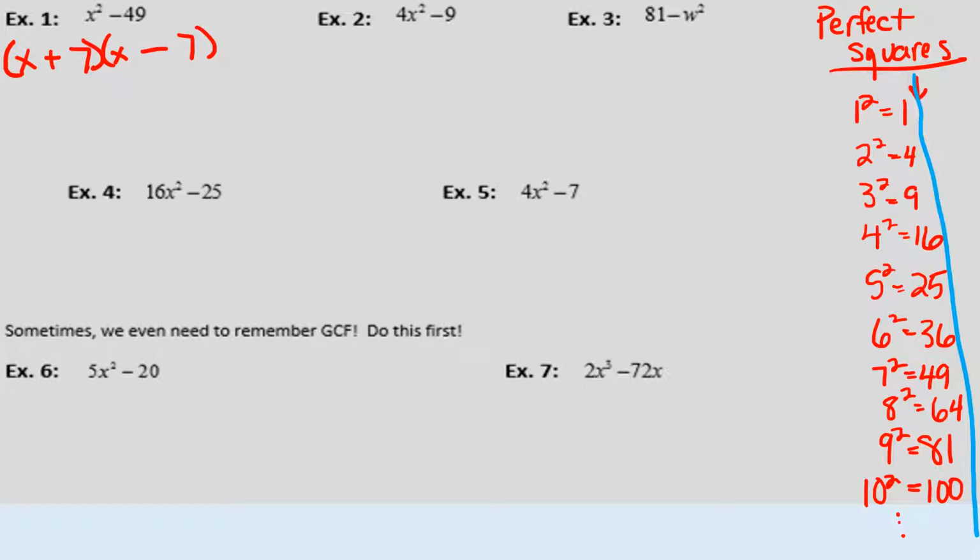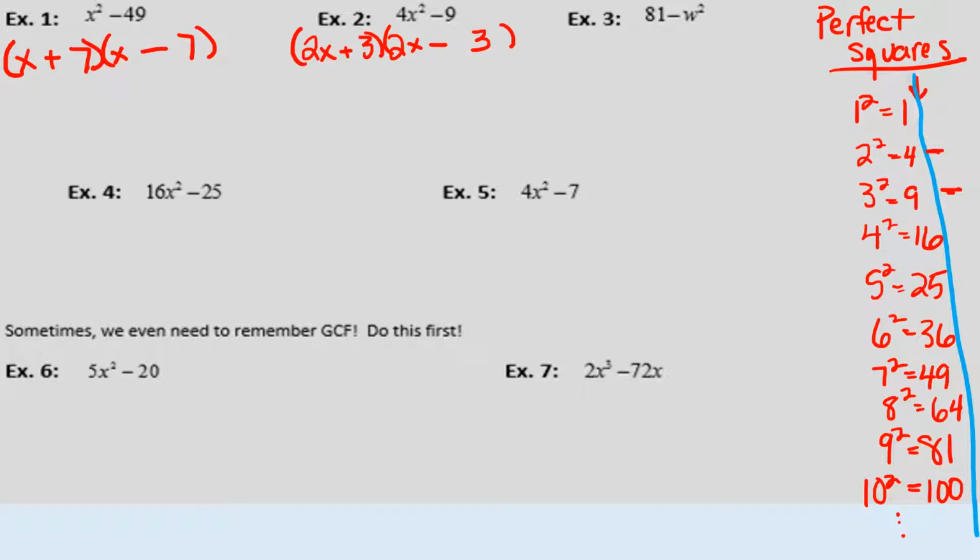So let's try example number 2. We're going to have two sets of parentheses. Now, with this first term, we have 4x squared. So we know we have to have an x and an x, but we know 4 is a perfect square, so the square root of 4 would be 2. So we put 2x as our first term in both sets of parentheses, because if we take 2x times 2x, we get back 4x squared. And then the square root of 9 is 3. And then we make one of them positive, one of them negative.